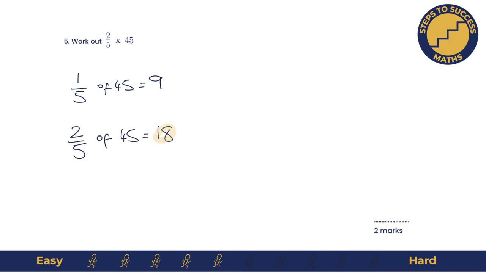Or you could think of it as 2 over 5 times 45 over 1. Cancelling first. 5s go into 45 9 times, and 5s go into 5 once. So then I've got 2 times 9 is 18, and 1 times 1 is 1. So that's just 18.